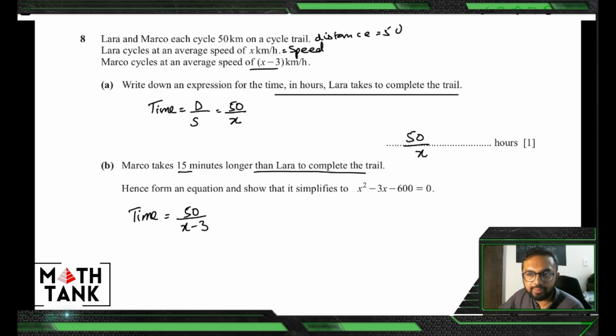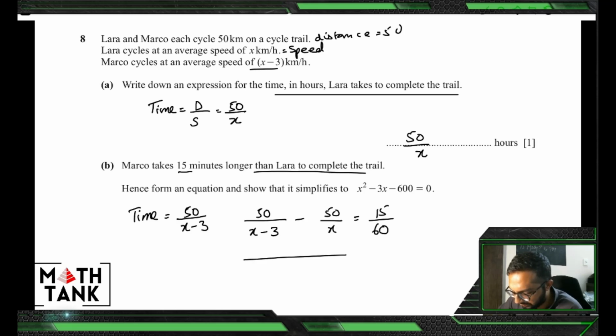Now Marco's time is longer, so I can say that the difference between the two times is going to be 15 minutes. So I'm going to say Marco's time minus Laura's time is 15 minutes divided by 60, because those times were in hours. So this time also has to be in hours. So it's 15 divided by 60. Then it's just doing basic algebra to get to your final answer.